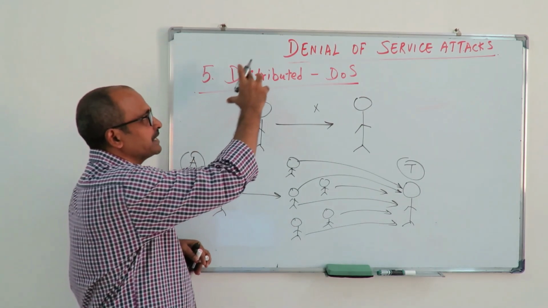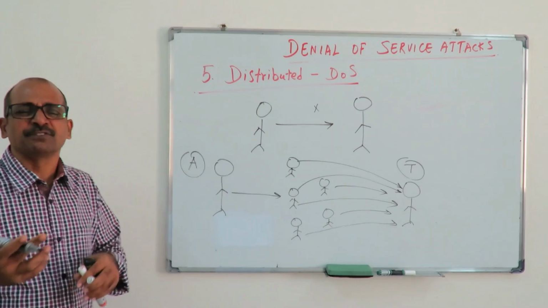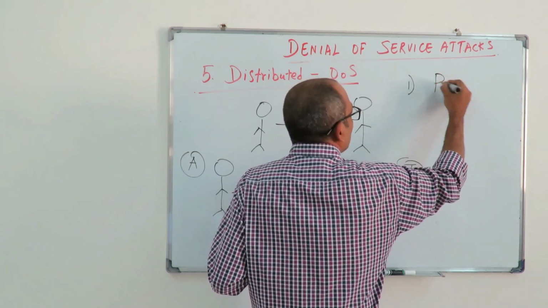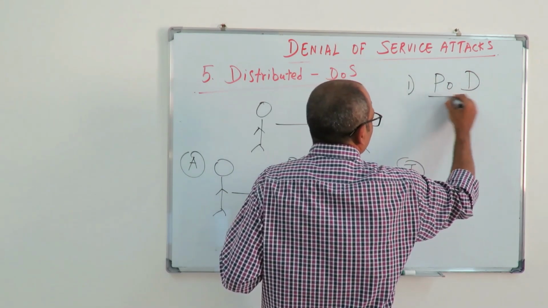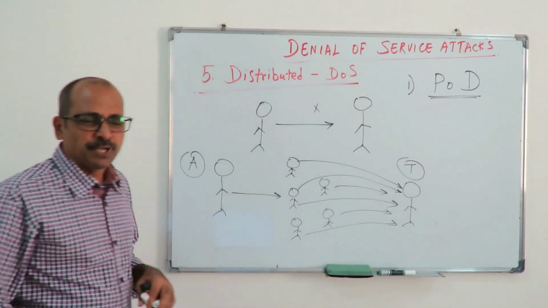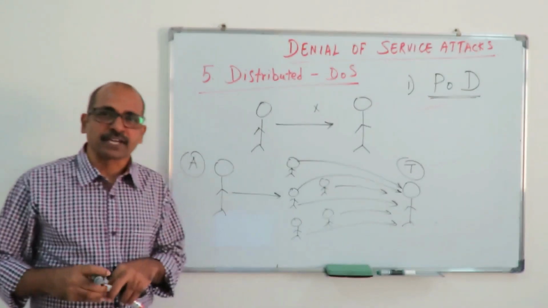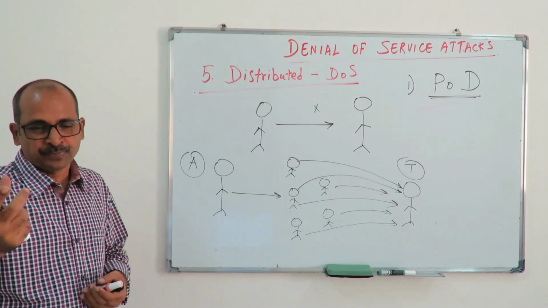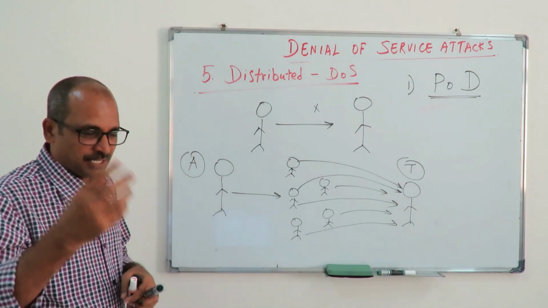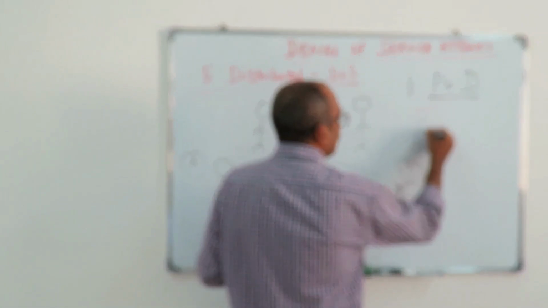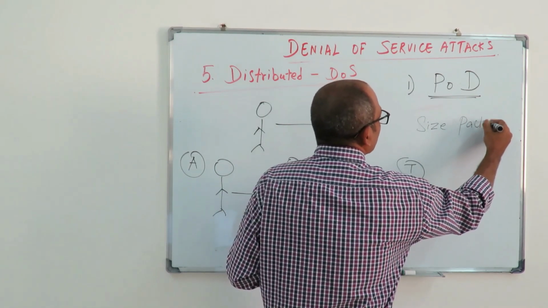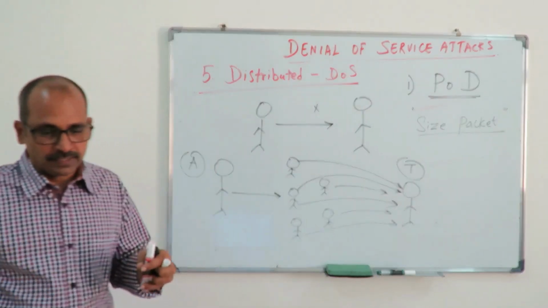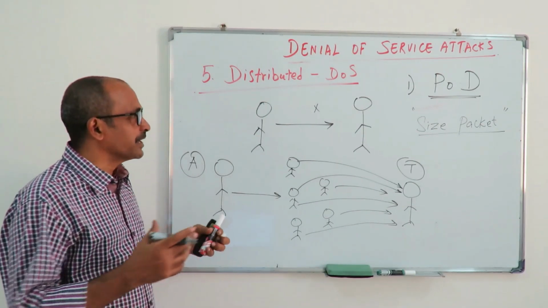Now, how can we create a distributed denial of service attack? What are the different ways available? The first way is the ping of death. This is the concept, ping of death. So what does ping of death mean? Creating ping packets whose size is more than the normal size of a packet. So this is the ping of death, the first method of creating a distributed denial of service attack.